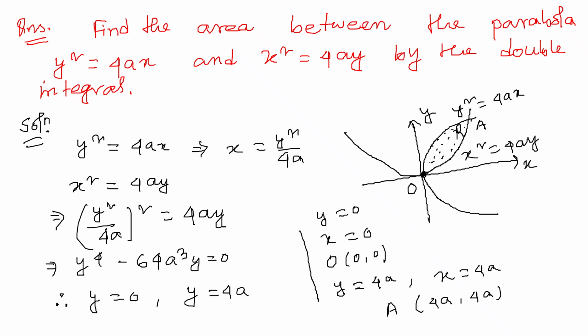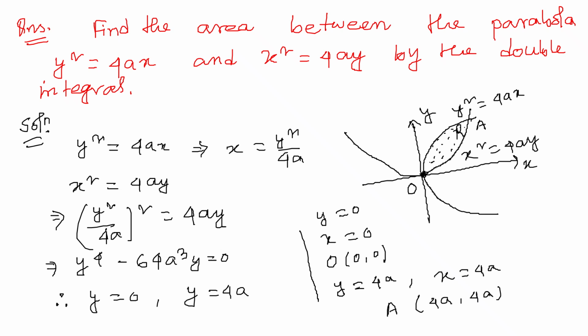What is the coordinate of O? After solving, we are getting it is 0, 0. So two coordinates we have obtained. Now we are going to visualize the double integration form. So now what is the area formula for Cartesian form? Just keep this graph in mind.